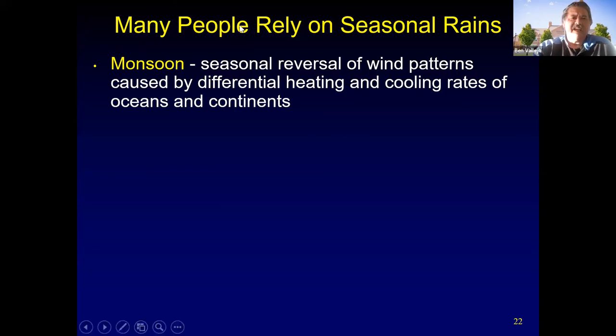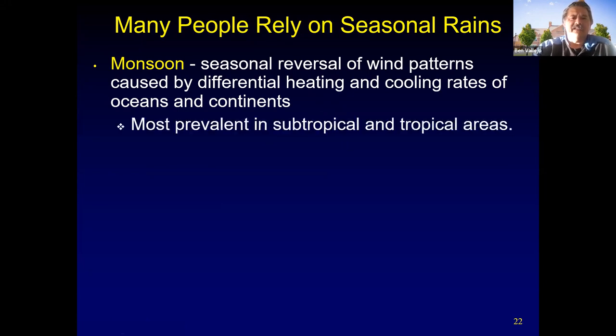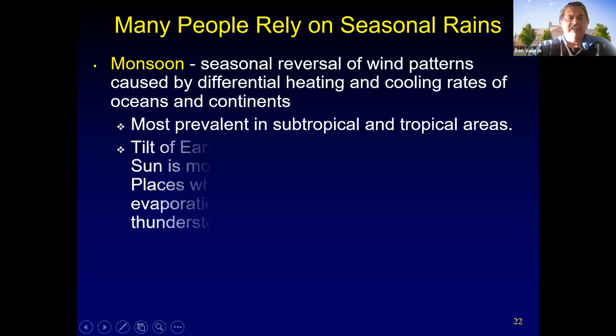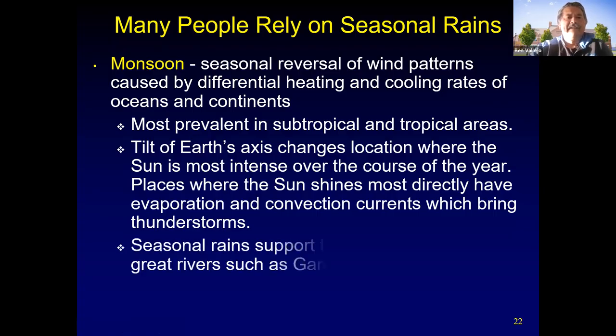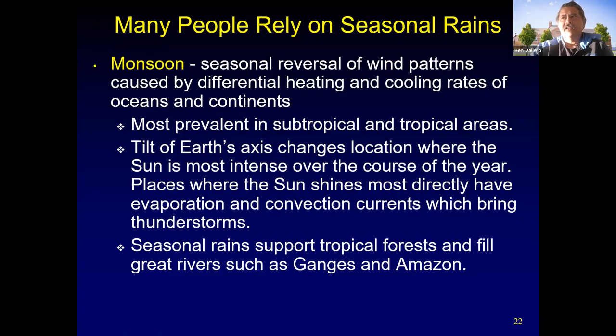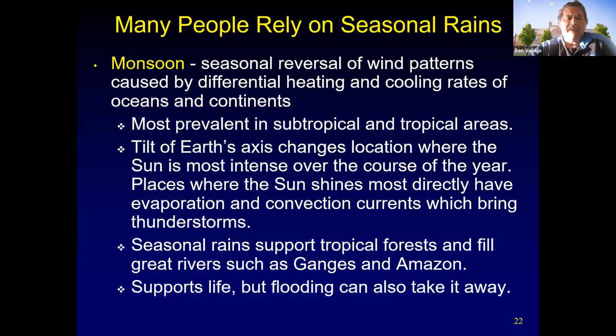In India, they have monsoons. It's a seasonal reversal of wind patterns caused by differential heating and cooling rates of oceans and continents. Most prevalent in subtropical and tropical areas. I think there's a map on the next slide so we can see some of that. And it's a seasonal rainy pattern. And if you take a look, let's look at the map.